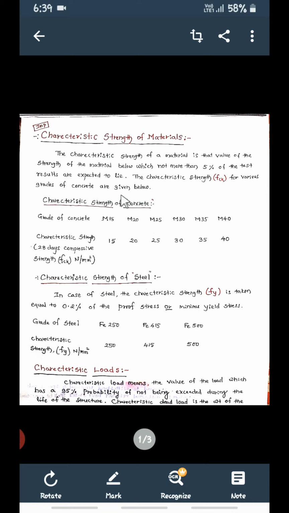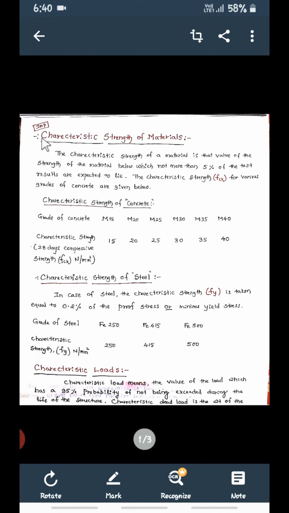So, yesterday we have seen the different limit states to be considered in the design of elements, that is, limit state of collapse and limit state of serviceability. Now, another important factor to be considered in the design of structures or structural elements is characteristic strength of materials and characteristic loads that are going to be considered. First, note down this important factor you should remember: characteristic strength of materials.